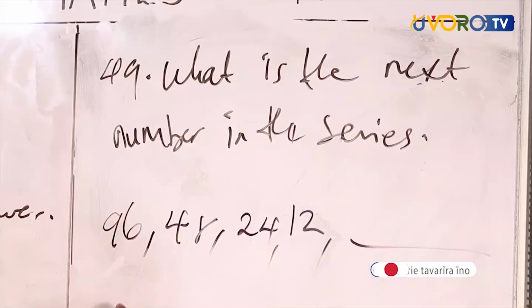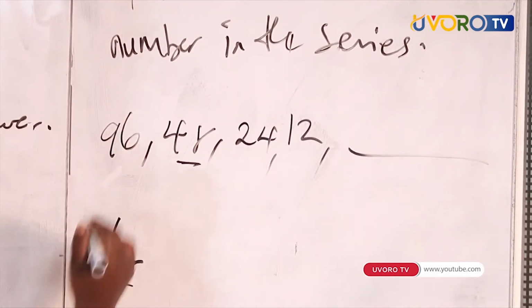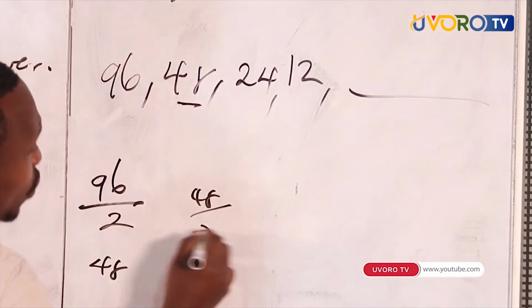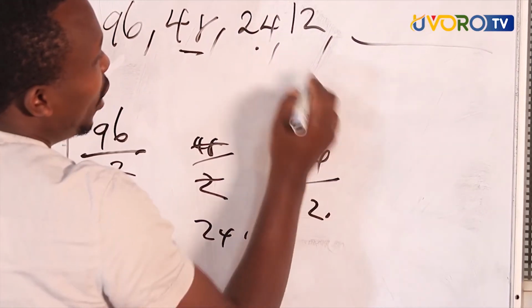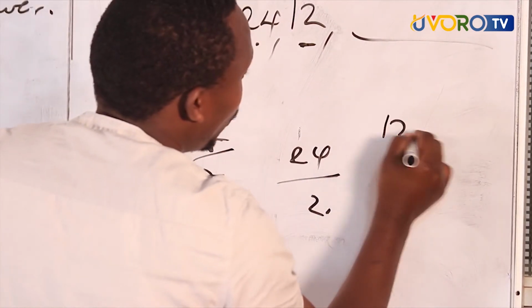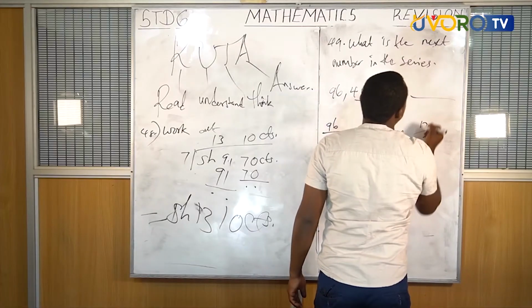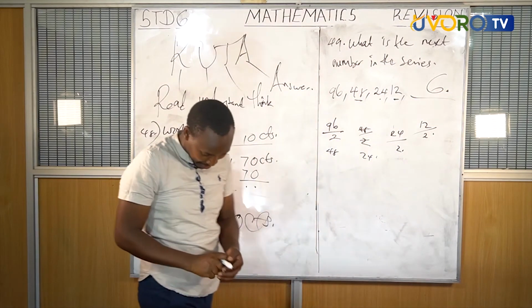Somebody is not understanding. Divide 96 by 2, it is going to give you 48. 48 divided by 2, it gives you 24. 24, you divide by 2, it gives you 12. Now, what is going to happen now to 12? 12, you divide by 2, it gives you 6. That is 6, is the answer.